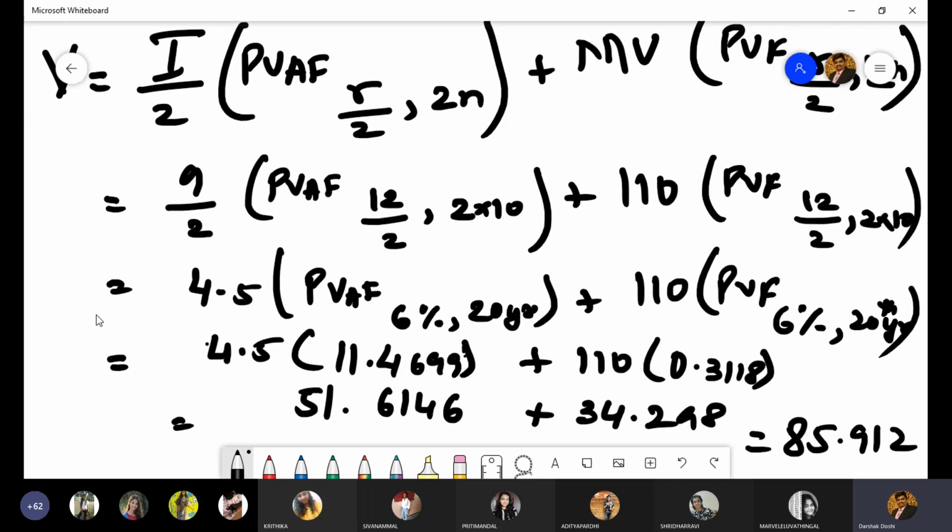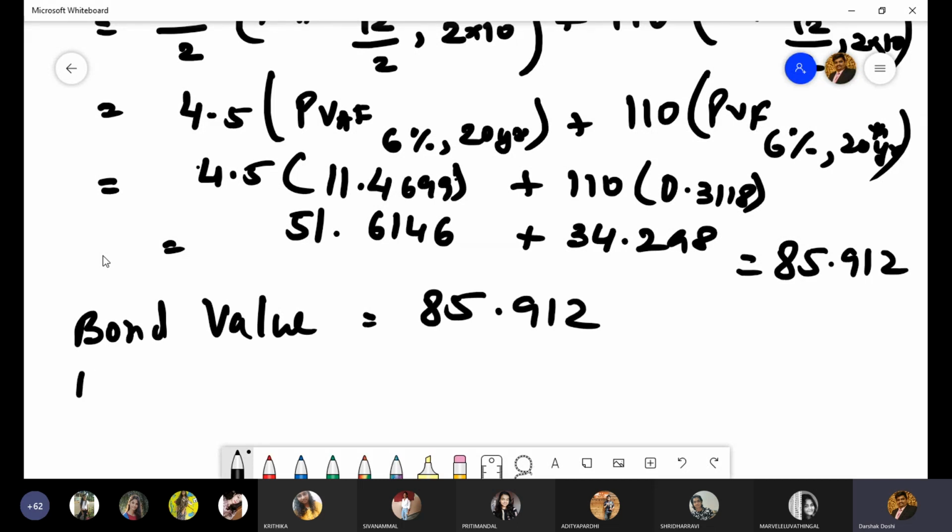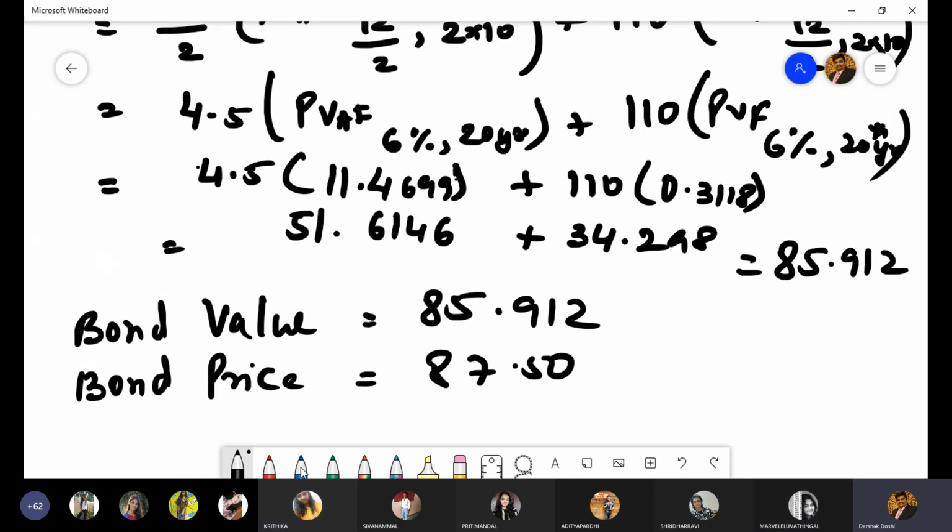So what is the market value? 87.50. And your value is 85.912. Bond price 87.50. Should you buy or not? Should not buy. Should not buy.